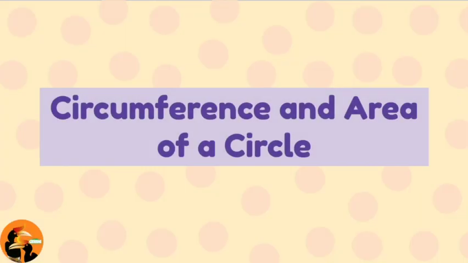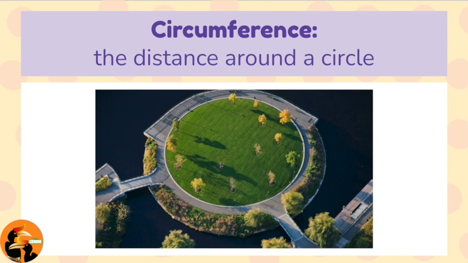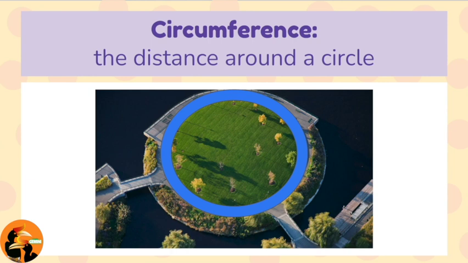Today, we will learn how to find the circumference and area of a circle. The circumference of a circle measures the distance around a circle. Here's a circular park with a walking trail around it. The circumference of the circle will give you the distance of the walking trail.